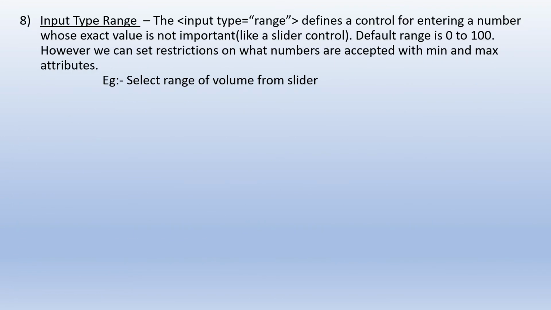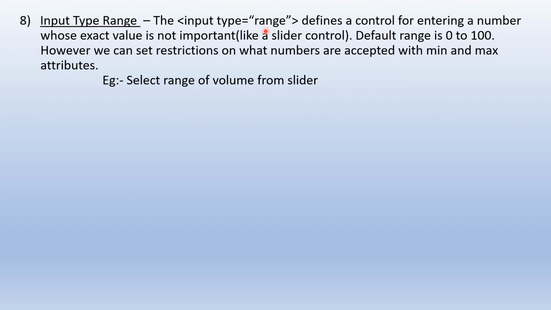Next type of form element is input type range. Input type range defines a control for entering a number whose exact value is not important. So this means that here we are not going to actually enter the number. Here there will be one slider. Using that slider, we are going to select the value. So for using the slider, we are going to use type as range.